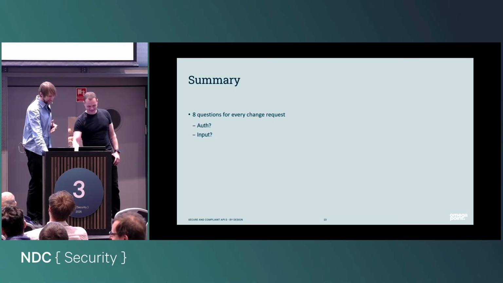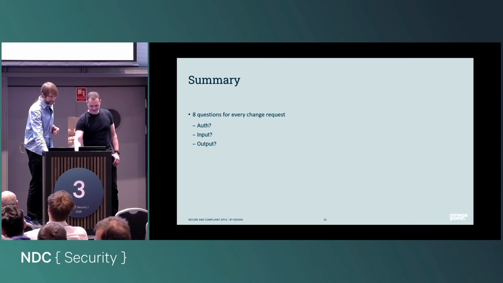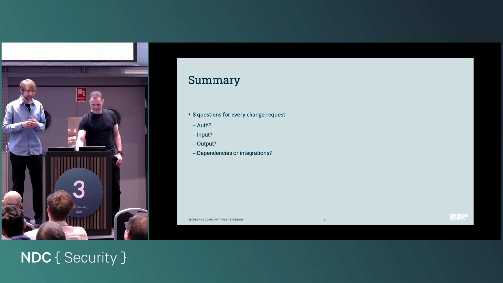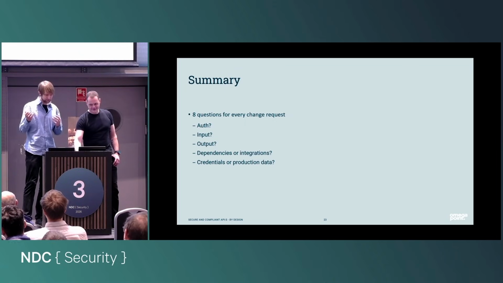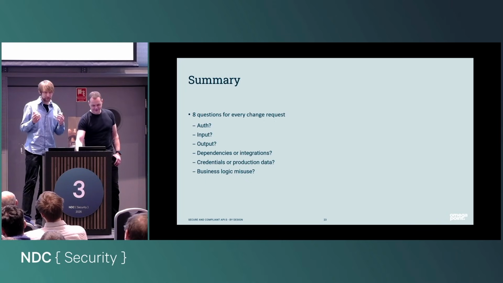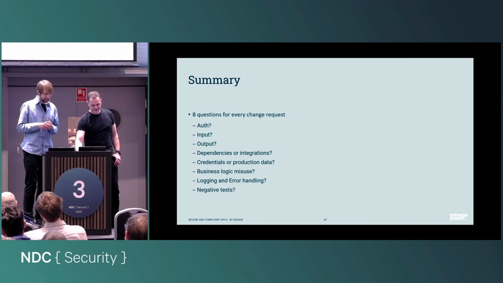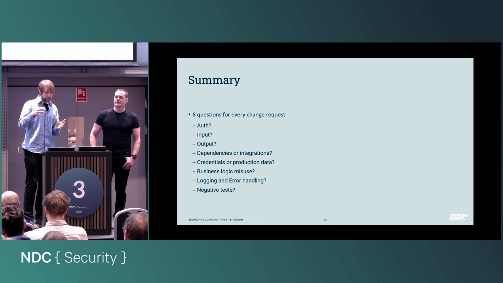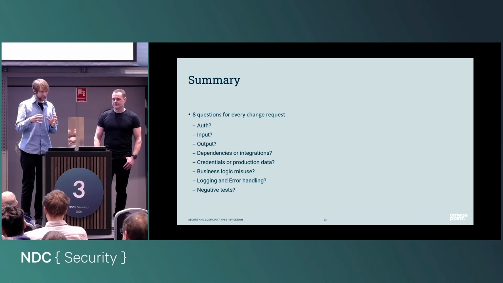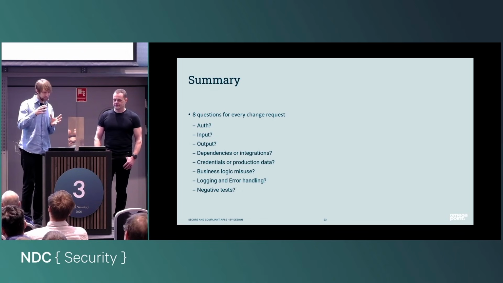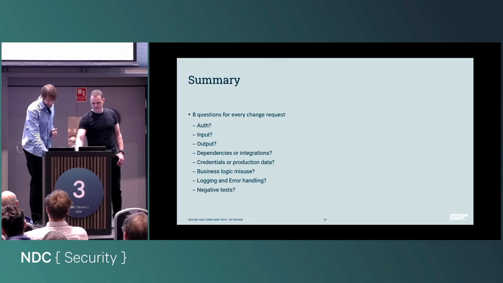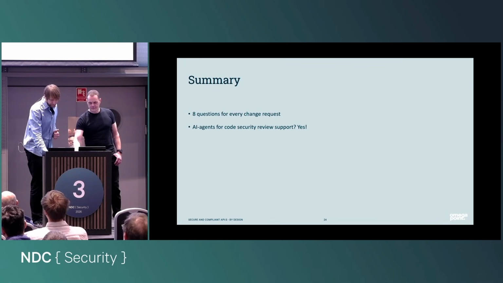And we had input validation and output encoding, and we had dependencies and integrations, and we had credentials or production data or sensitive data, and business logic misuse. We had error and logging. And then we had the tests, and in particular the negative tests. So those 8 questions we often use when we review code and code changes, and they do not capture every security aspect, but they capture the most important ones, and work quite well and are quite fast to apply. So remember those.